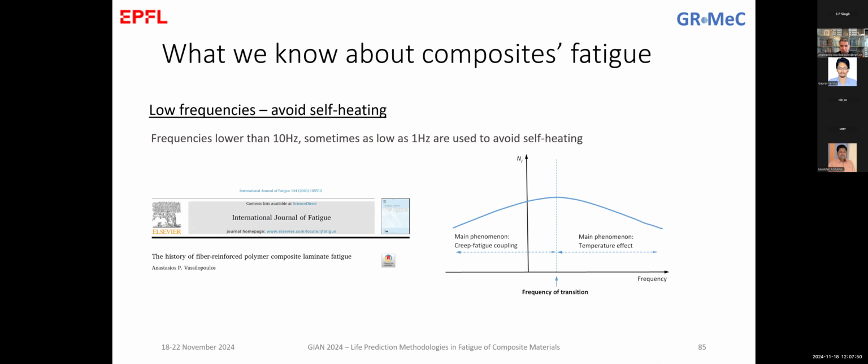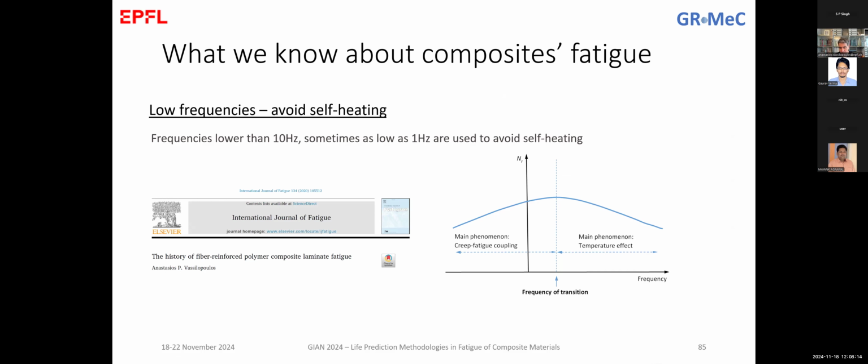Because when we start having self-heating, this self-heating makes the material softer, and this is damaging to the material. So we have a kind of decrease then of frequency after a certain point. Of course, this frequency of transition depends a lot on the material and the loading type.